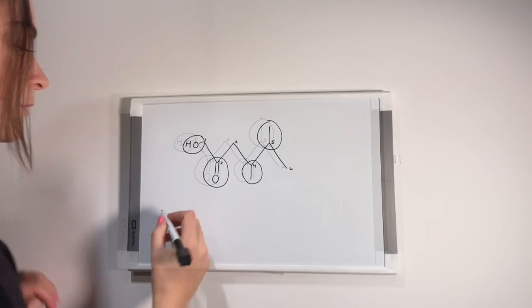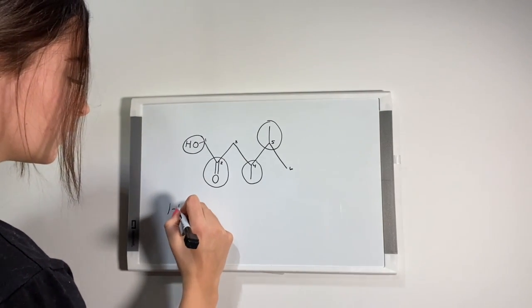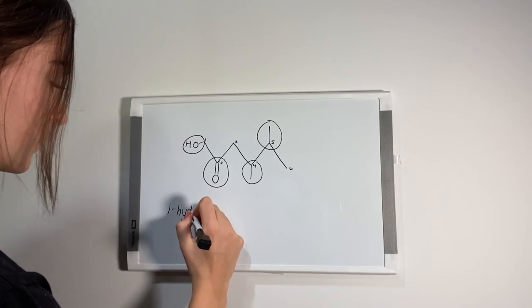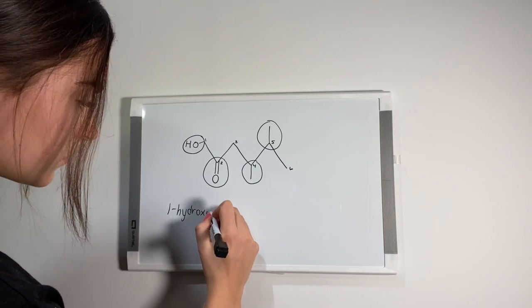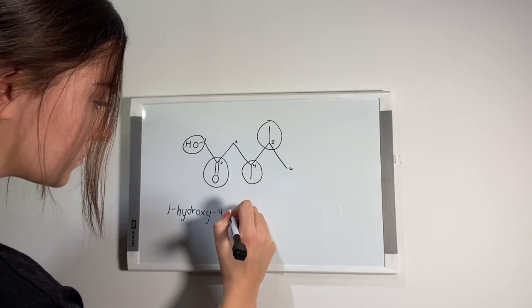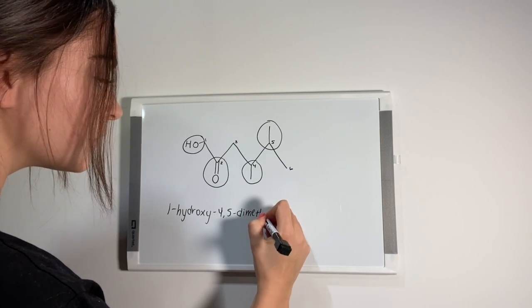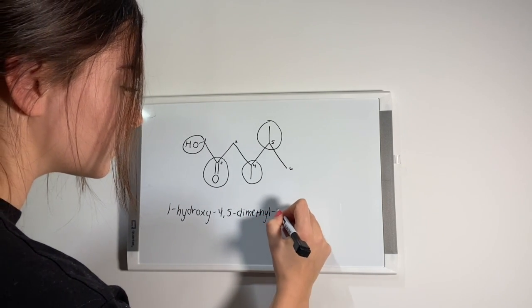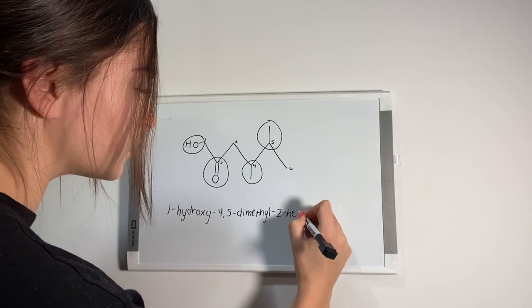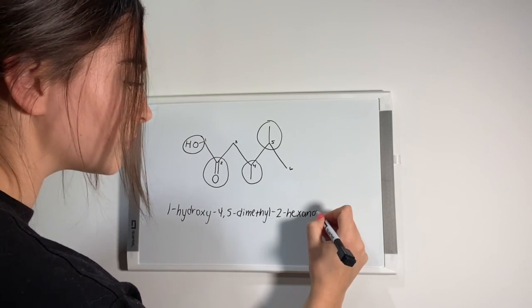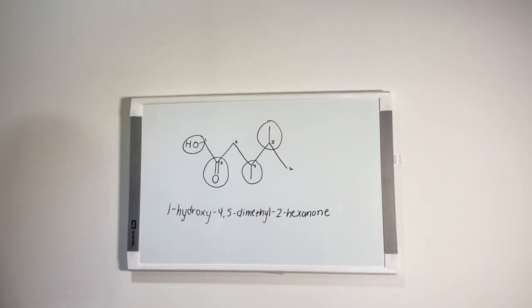So the ketone has the highest priority of these groups, so the molecule will have the suffix -one. Since the hydroxy group is on carbon 1, it starts with 1-hydroxy, then 2 methyl groups on carbon 4 and 5. They will be called dimethyl, and the ketone is on carbon 2. So the whole name of this molecule is 1-hydroxy-4,5-dimethyl-2-hexanone.